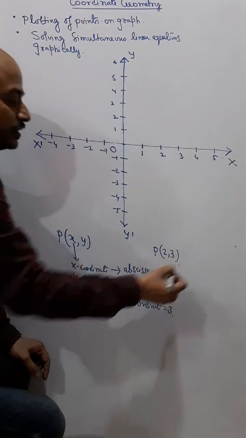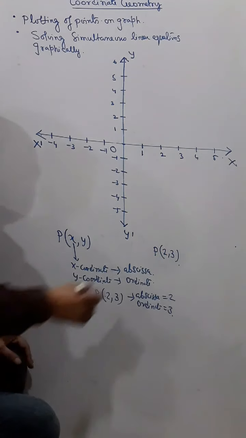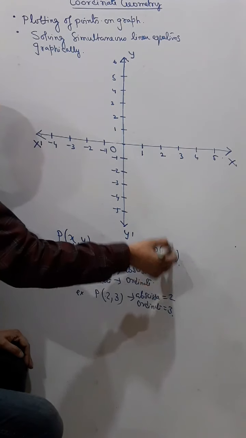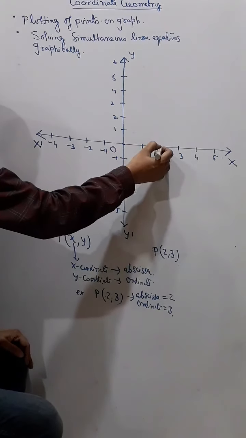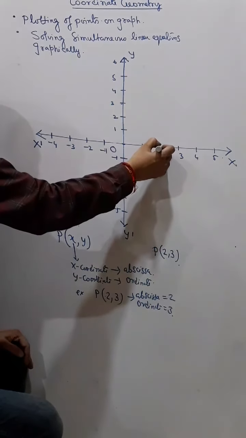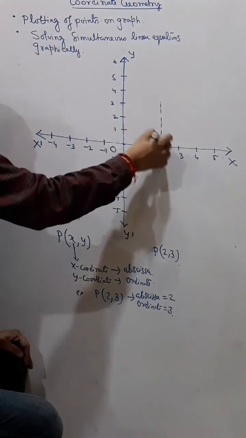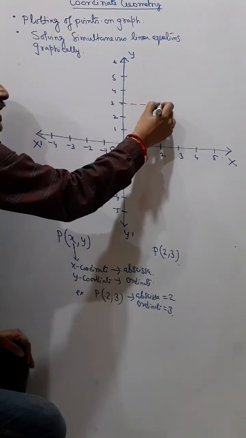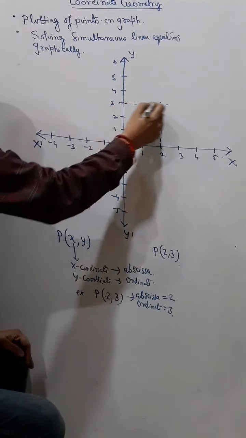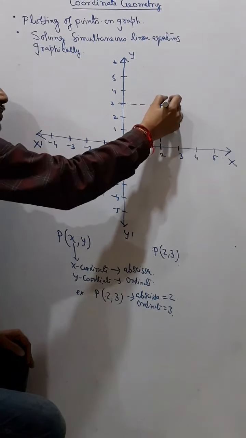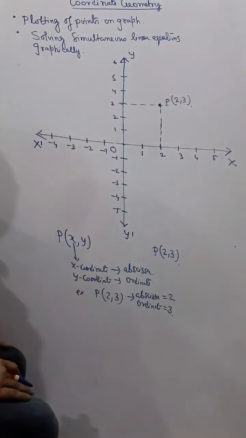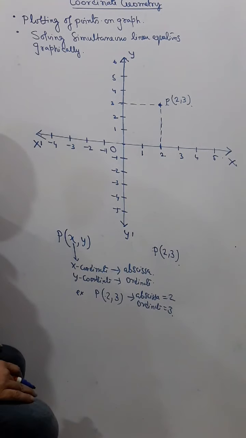Now suppose they ask me to plot the point (2, 3). That means the first value is x, that is 2, and the second value is y, that is 3. So for x it is 2 and for y it is 3. The intersection of these two lines, so this is 2, this is 3, so this point is (2, 3). Understand?